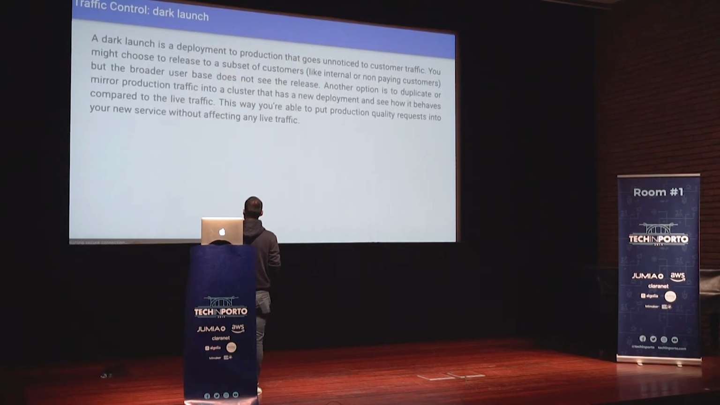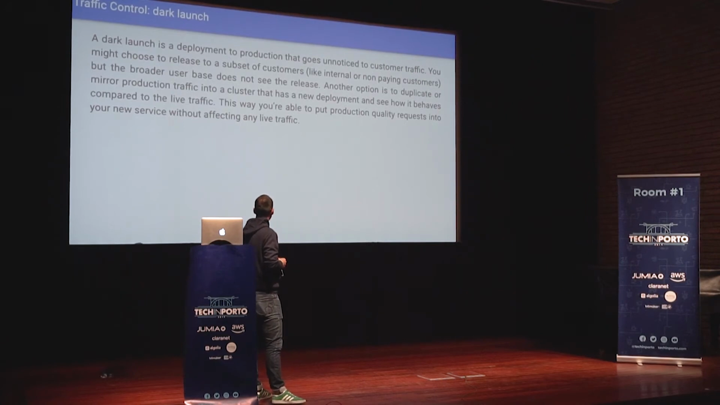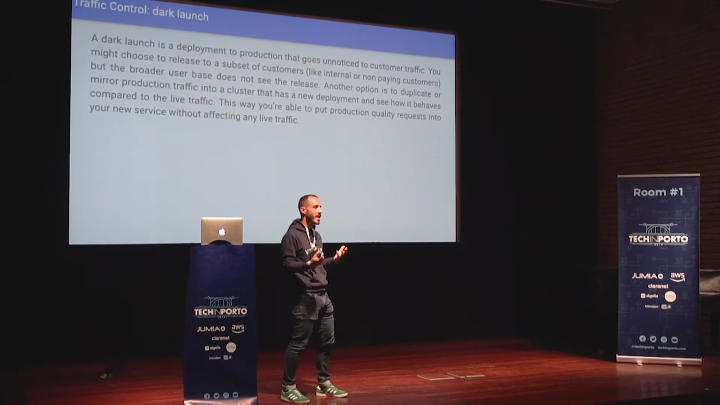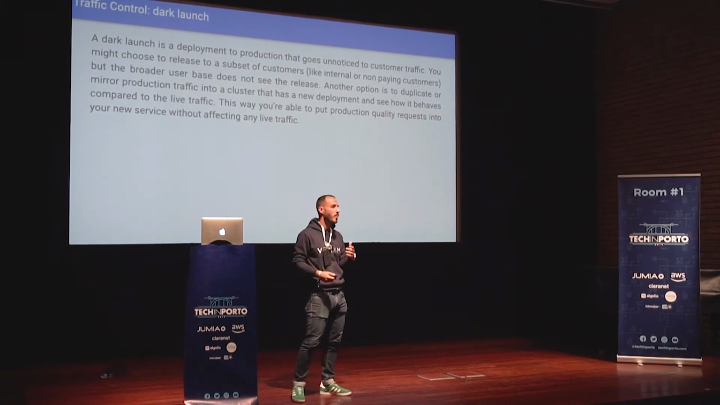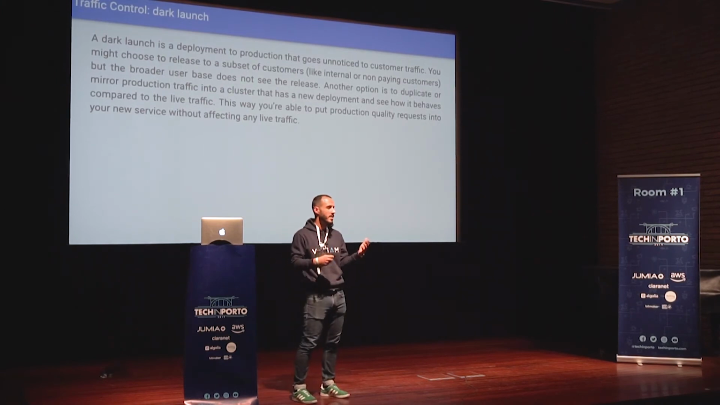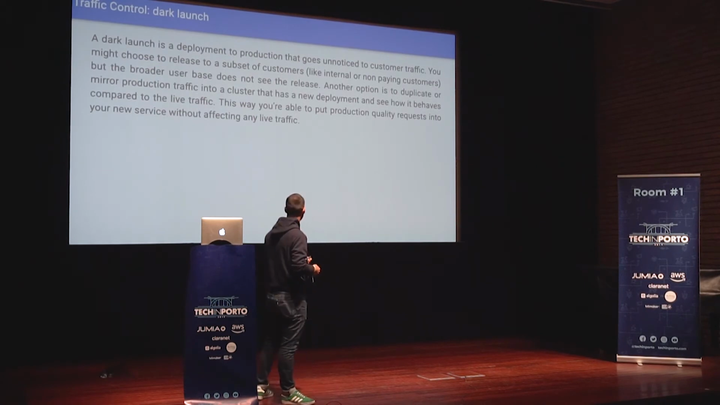A dark launch is an example of something that you can do with Istio. It will probably mean different things to different people, but the basic idea of a dark launch is that it's not available to the general public. Maybe you want to release something for a specific customer, or you want to test within the office before actually releasing to the public. And you can do that with the canary deployment that we've seen previously.